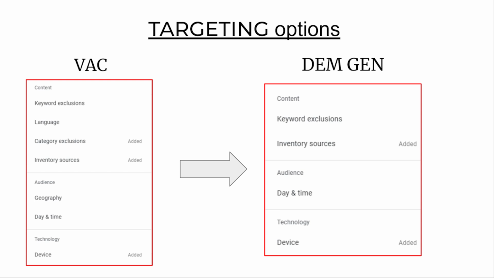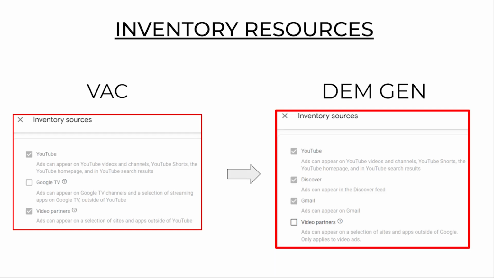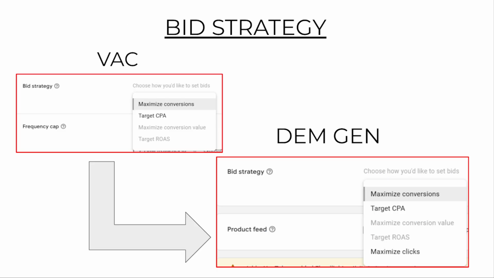Other settings such as language and geo-targeting, which are typically set at line item level, can now be adjusted at ad group level. This provides more flexibility to set different language and geo-targeting for a single line item. Another difference in targeting is, under inventory sources, you cannot limit inventory to YouTube and partners. You can also include Discover and Gmail within this line item. All options are selected by default, but video partners is optional.